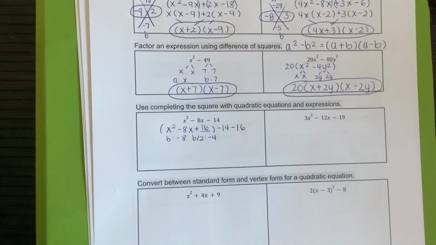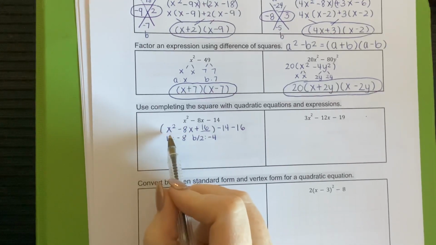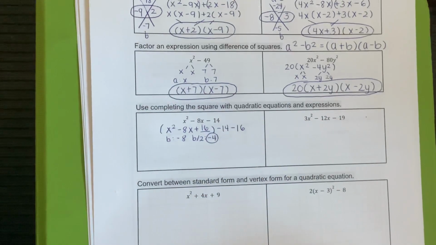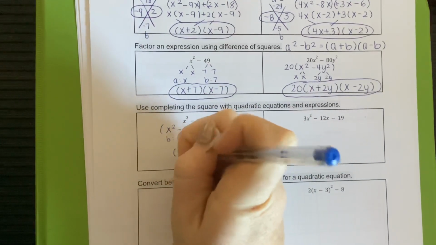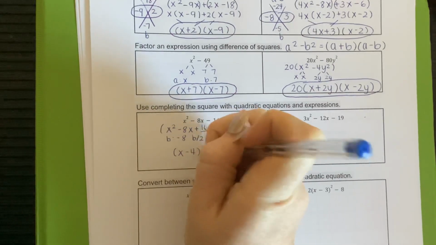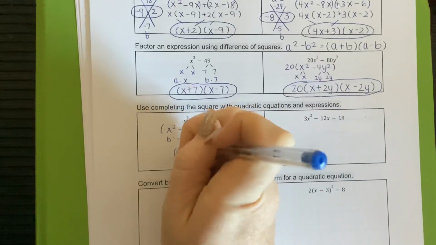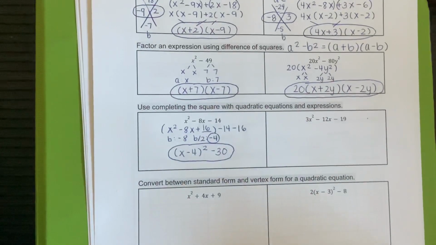Now, to write it in vertex form, to finish completing the square, you are going to take this and factor it. When you factor it, your b over 2 value is what your factors are. So it's going to end up being x minus 4 squared. This and this gives us minus 30. So this is how you would complete the square for that problem.